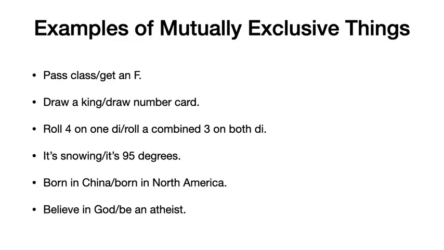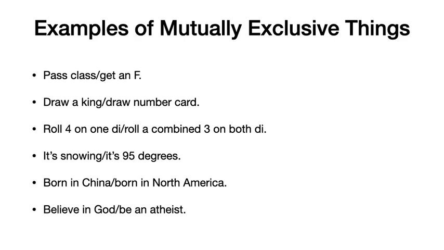Here are some examples of mutually exclusive things. Someone passes a class, they get an F, right? Different schools have different rules. I think in some rules for some things, D might be passing, but F is never passing, right? No school, for no program, is F ever a passing grade. Somebody passes, they don't have an F. If they have an F, they don't pass. Mutually exclusive. If I draw a king, I can't draw a number card, right? If it's a king, it can't be a number card.